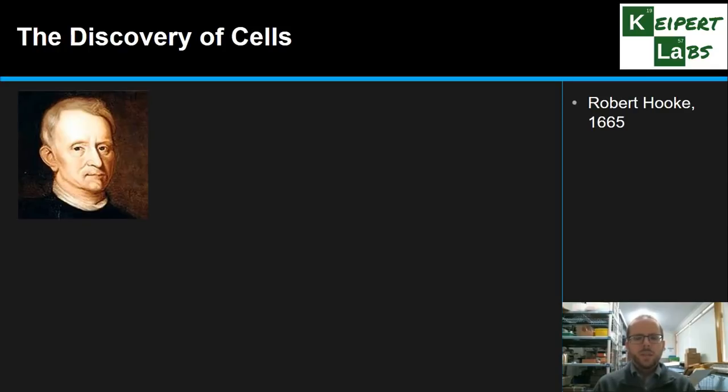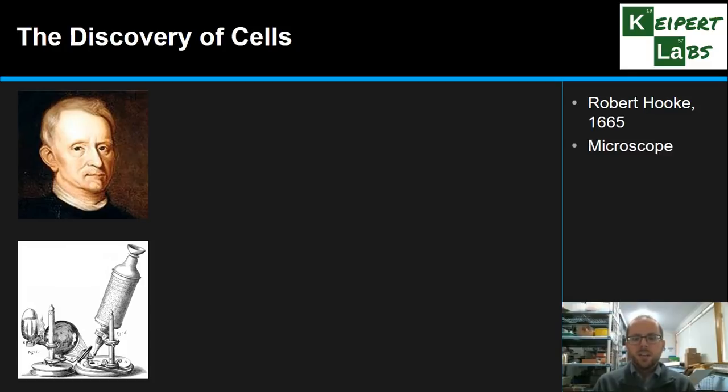So how were cells discovered? How did we first work out that they were real? Well, we trace it back to a man named Robert Hooke in the 1660s. He used a piece of technology which was very new at the time, called the microscope. We take it for granted these days. We have them in our lab that we use all the time.